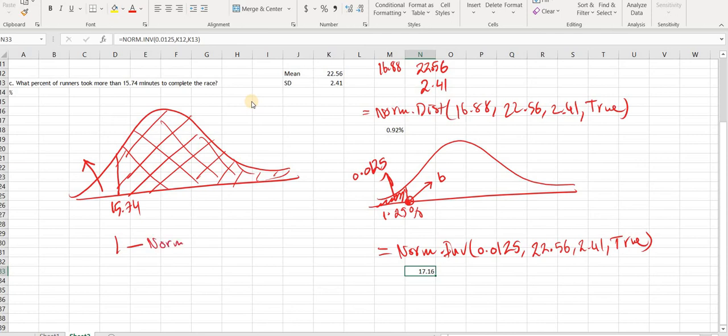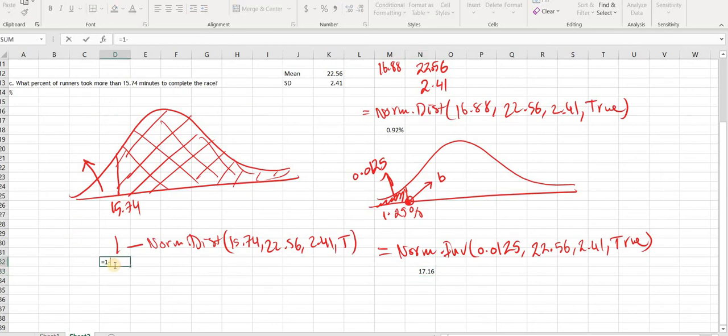So norm dot distribution of 15.74, comma 22.56, comma 2.41, comma true. I'm going to use T for true, just for short. And then 1 minus norm dot distribution of the number 15.74, comma the mean. I'm going to click on the mean, comma the standard deviation, this one, and then comma true. And that is the answer.